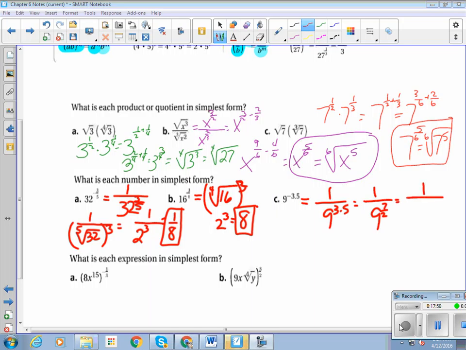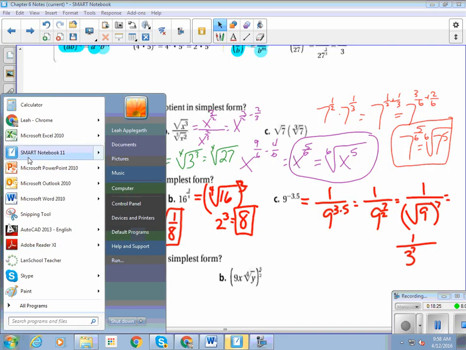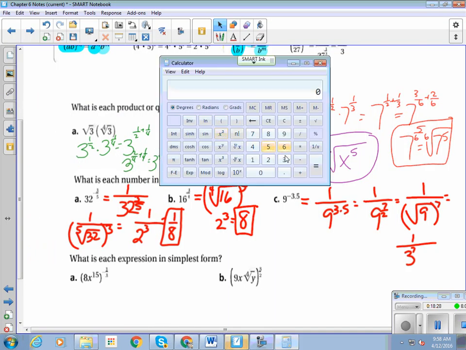So is it easier to take 9 to the 7th power or the square root of 9? Which one's easier? Which one can you do in your head? I can do the square root of 9 in my head, so that is 1 over 3 to the 7th power. And I'm going to have to go mad calculator skills to find quickly for you 3 to the 7th. 2187.